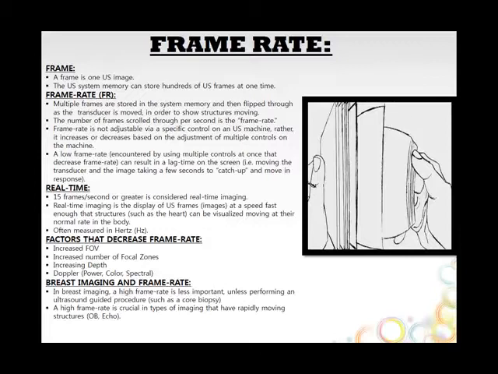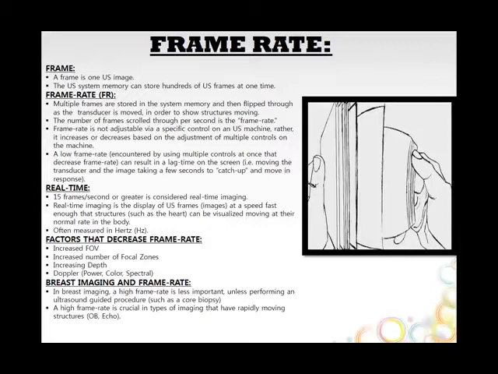So it's important to know what decreases frame rate. Increasing the size of your field of view. There's settings on the machine that can do that. Using more focal zones, increasing your depth, and then also using Doppler, power, color, or spectral Doppler. All these are things that decrease your frame rate. So it gets us further away from imaging in real time.